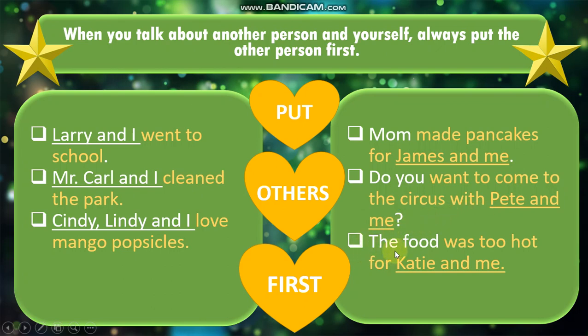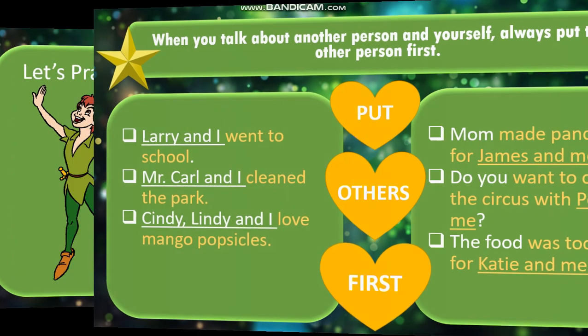The last example, the food was too hot for Katie and me. So what's the subject? The subject is the food. And what about the food? The food was too hot for Katie and me. Where did I place myself? I placed myself after Katie. I said Katie and me. So is that clear? We always put others first.